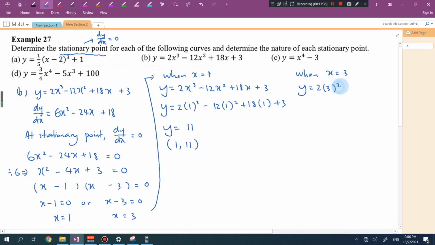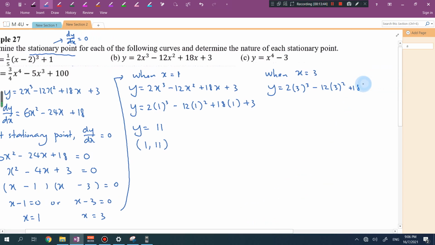2 times 3 to the power of 3... Okay, what I'm doing here is actually replacing the x by 3. You can just use a calculator to help you calculate it. It is equal to 3. We got another stationary point, (3, 3). And then now we need to test.